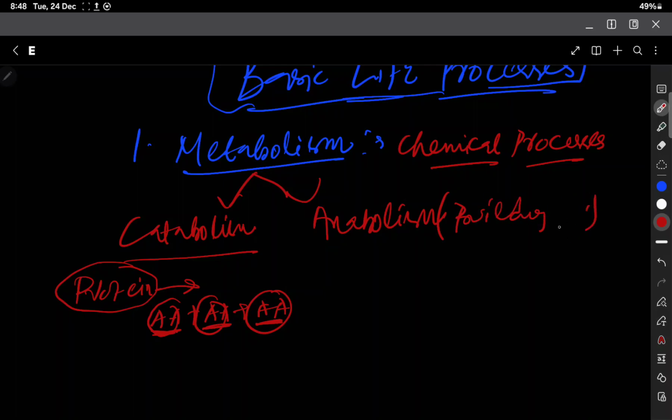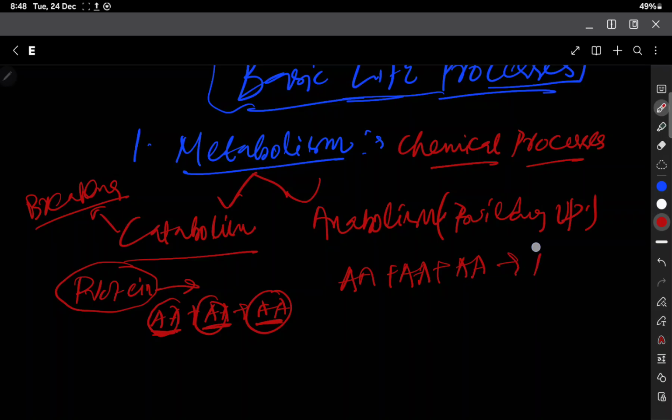So this one is building up, and catabolism is breaking. So breaking and making. Breaking we call catabolism. For example, protein, I told you, will be broken down into amino acids. So this is called catabolism. Whereas anabolism is just the reverse of catabolism. These amino acids will combine together and they will form a protein. So this is called anabolism. So that is the difference between catabolism and anabolism.